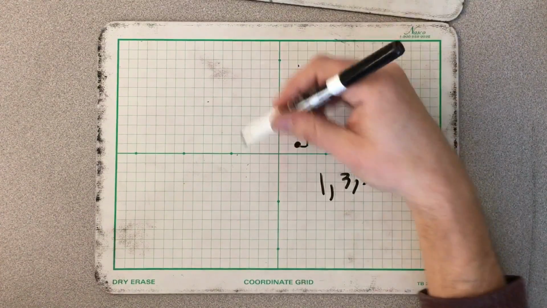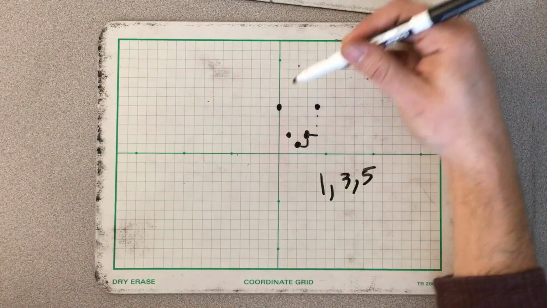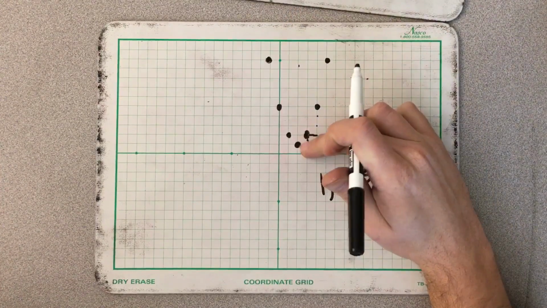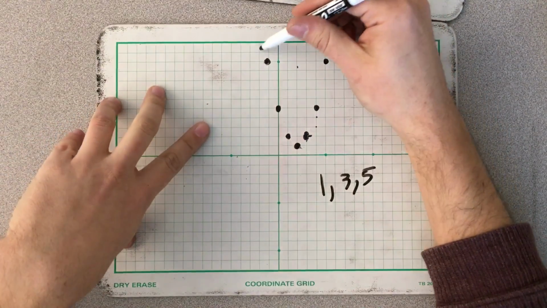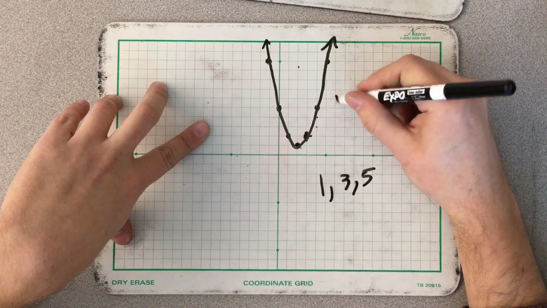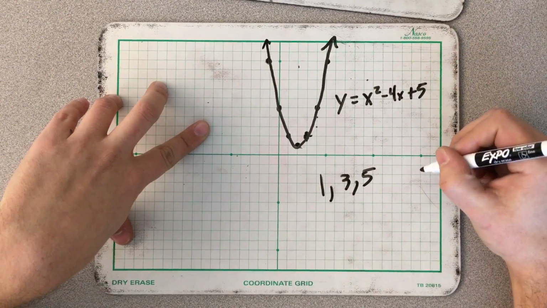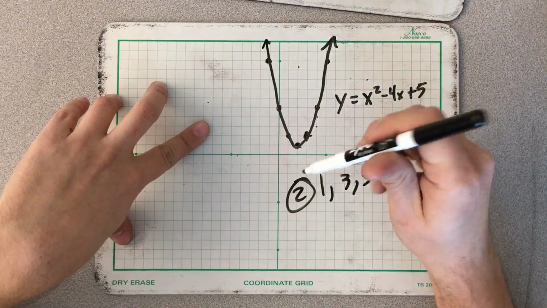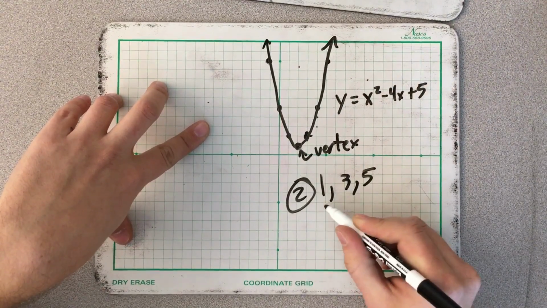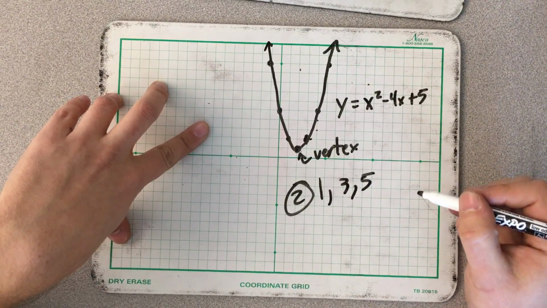And then, since parabolas are symmetric, we can go back the other direction. So we can go left 1, up 1, left 1, up 3, left 1, and up 1, 2, 3, 4, 5. I'm going to erase some of my work here. If we connect our dots, we've got a nice graph of the parabola for y equals x squared minus 4x plus 5. So Step 1, find your vertex, which is right here. Step 2, over 1, up 1, over 1, up 3, over 1, up 5. And that's it. It's that simple to graph something.